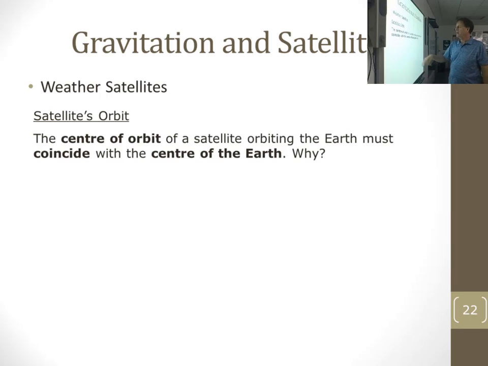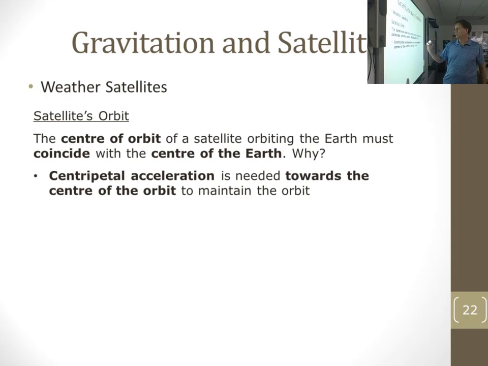So let's recap this. The centre of orbit of the satellite orbiting the Earth must coincide with the centre of the Earth. Why is that? So 3 key points to make. Centripetal acceleration is needed towards the centre of the orbit to keep it in an orbit. Okay, it's the same as any circle.